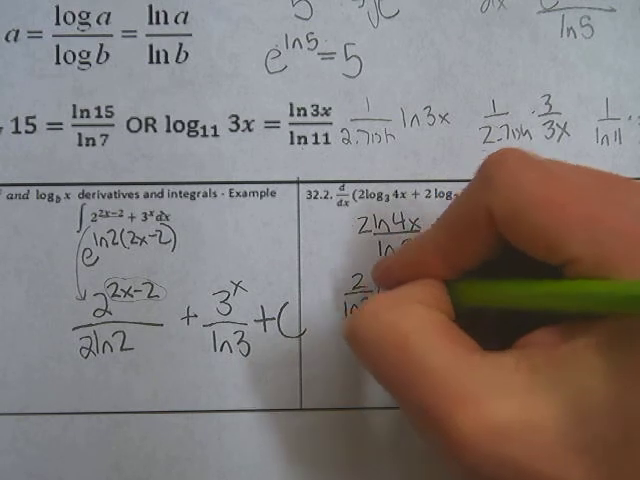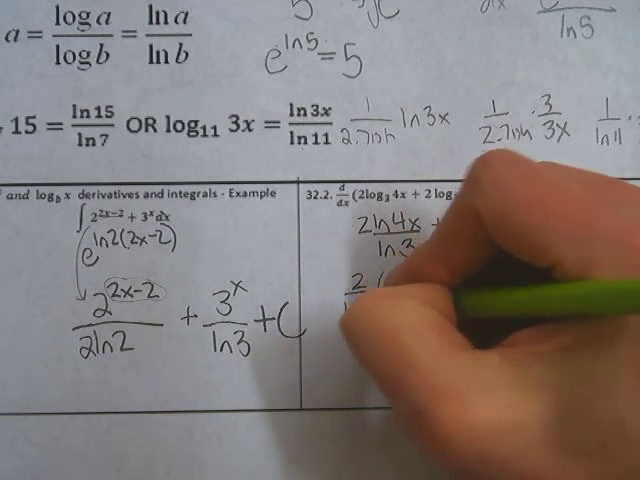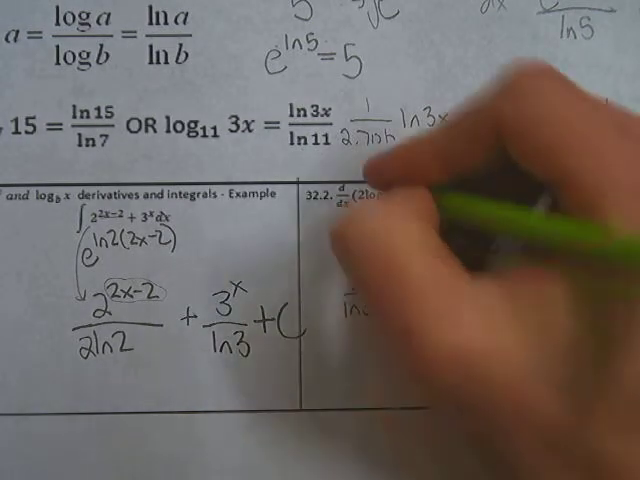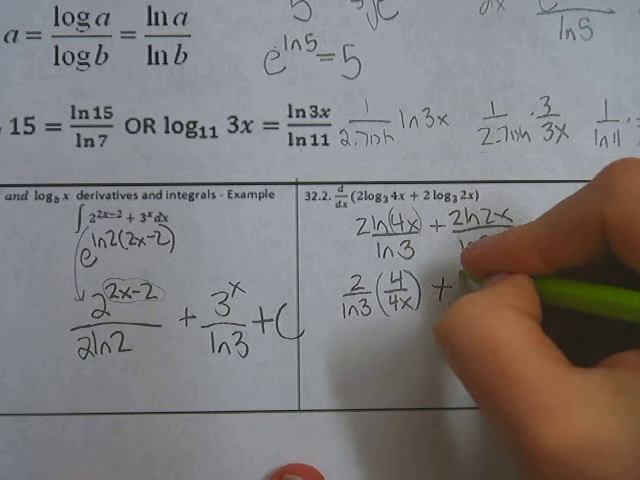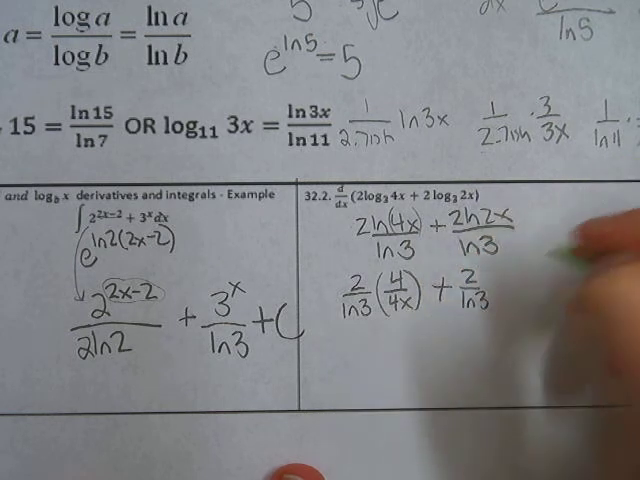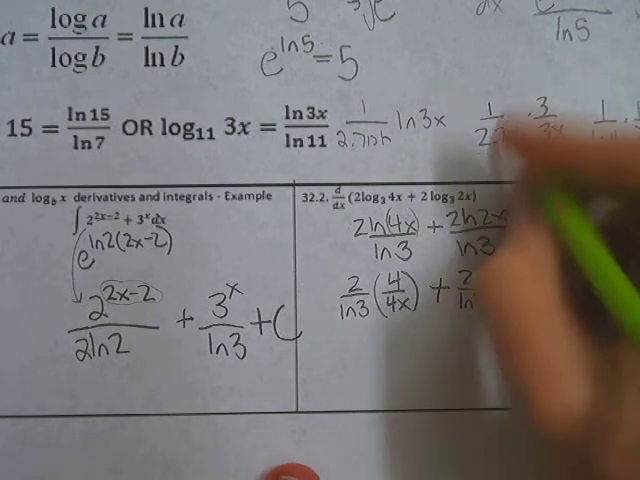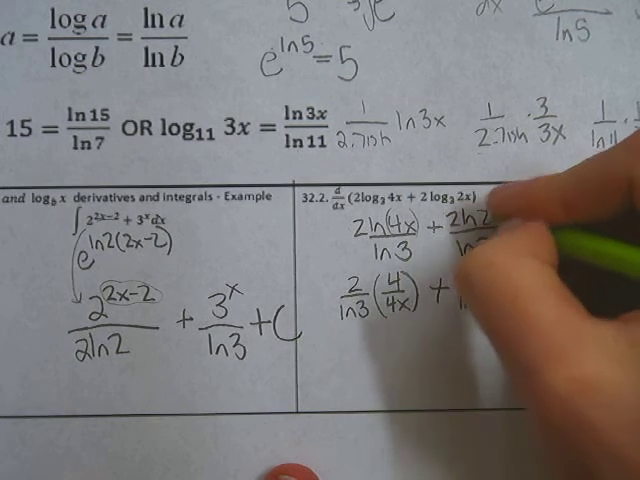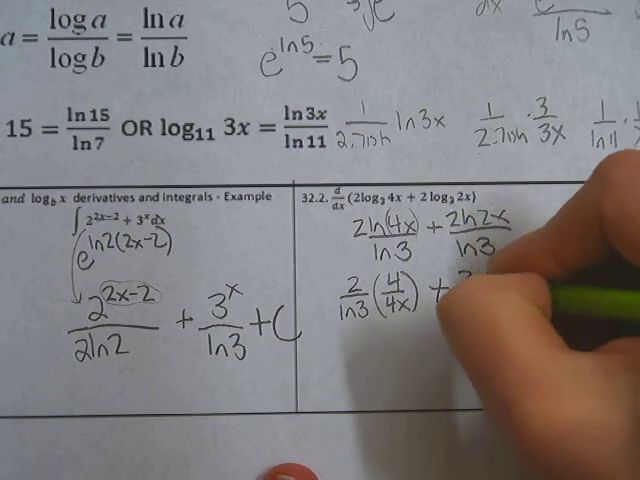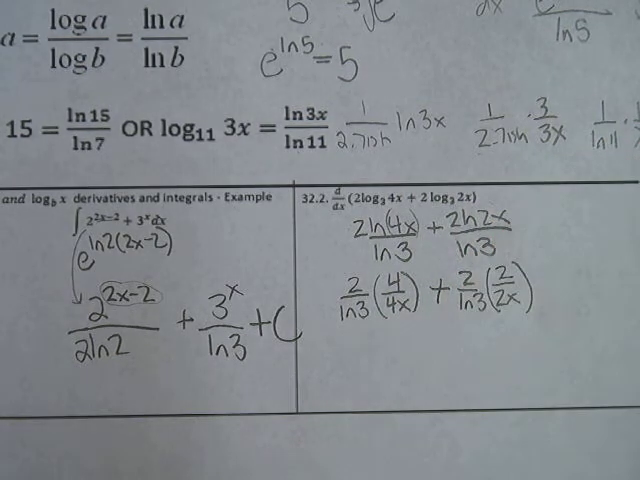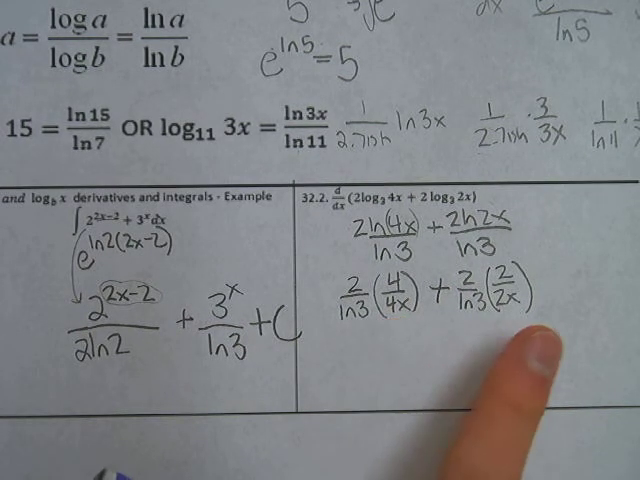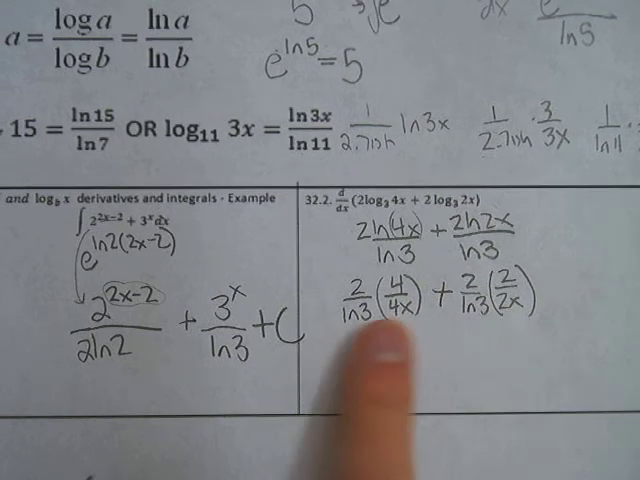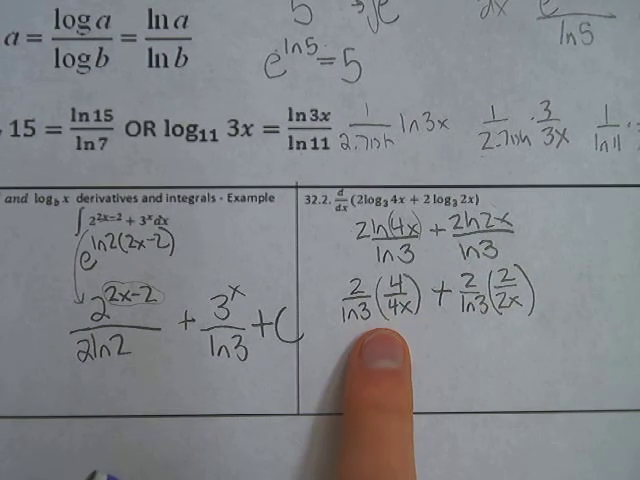And the derivative of 4x is 4 over 4x, u prime over u. All right, and then here I get 2 over ln 3 times, oh, that's nice. It's just natural log of 2x, 2 over 2x. If you notice, this is 1 over x. That's 1 over x. So these are actually exactly the same, both of these terms.